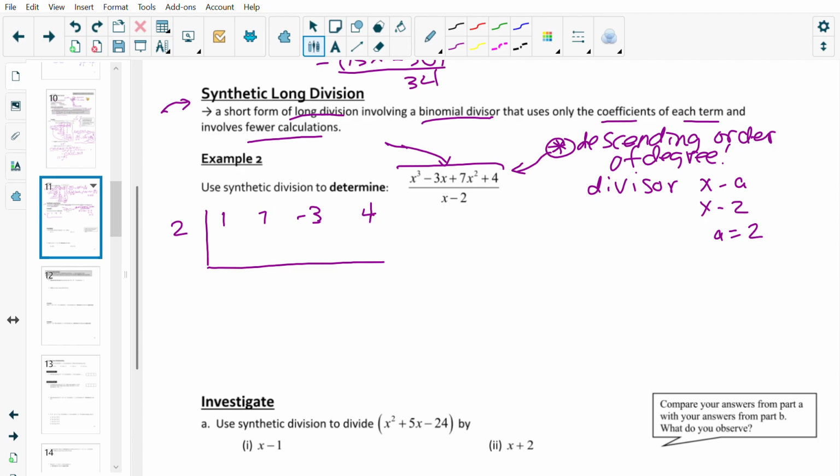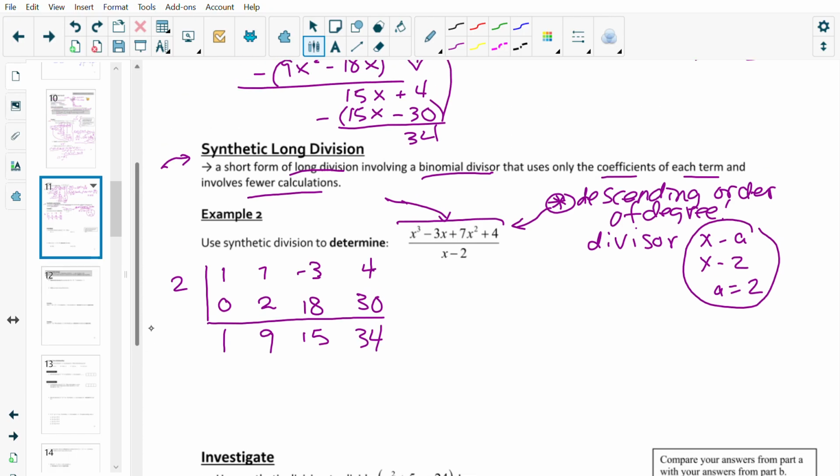Now that we have it set, for this division we're thinking a little bit backwards: because of synthetic division, and because x minus a is x minus 2, not negative 2, we actually add when we're doing these divisions. So 1 is here. 1 plus 0 is just 1. 2 times 1 is 2. 7 plus 2 is 9. 2 times 9 is 18. Negative 3 plus 18 is 15. 2 times 15 is 30. 4 plus 30 is 34.